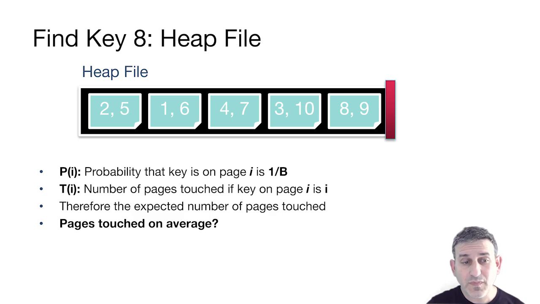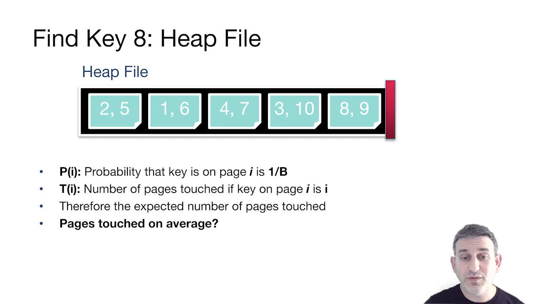the file. So the probability that a particular key is on page i is 1 over b. There's b pages. And the probability that the key is on any given page is 1 over b for that page. Now the number of pages that we touch, if the key is on page i, is i. So if the key is on page 1, we touch 1 page. If the key is on page 2, we touch 2 pages, and so on.